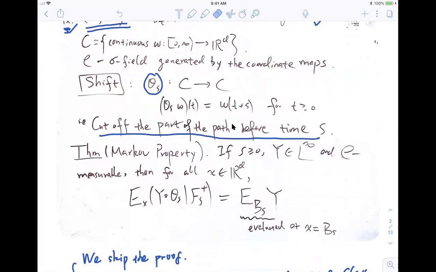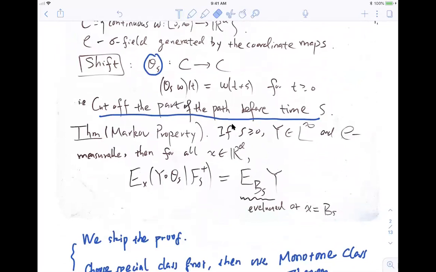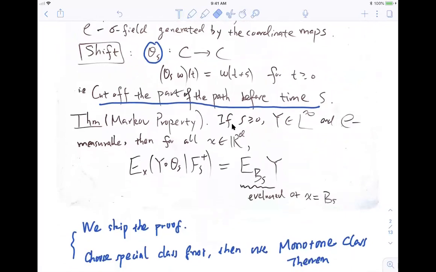So what is the Markov property? The statement is exactly the same as we did in the Markov chain. The only difference is the new sigma field we use: it is not F_s^0, it is F_s^+. Here theta_s is the shift, and this is a bounded measurable function. If we apply the shift theta_s and take the conditional expectation with respect to F_s^+, we get just E_y, or let's use z, y.